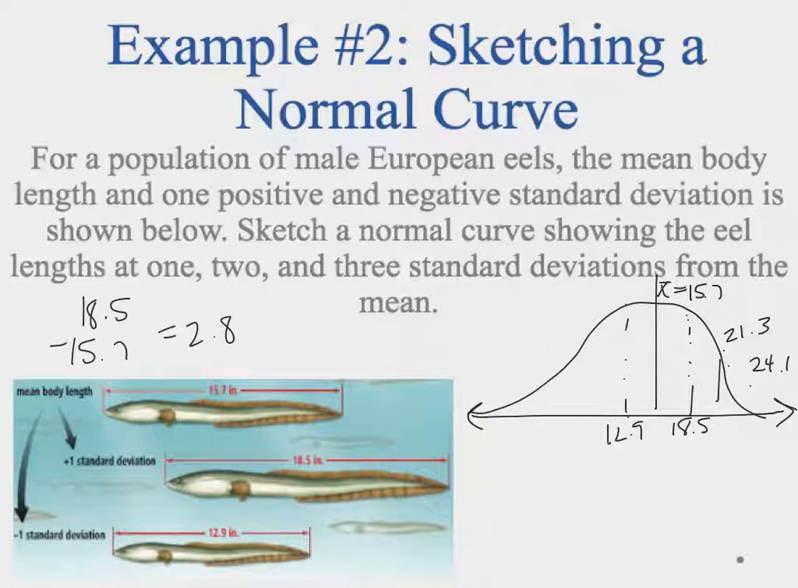Now we just go the opposite direction for when we are finding the other side of the bell curve. So 12.9 was the left side. Okay, that's the first standard deviation on the left. So we're going to take 12.9 minus 2.8. It's going to give us 10.1. So 10.1. And if we subtract 2.8 again, we're going to get 7.3. And that's it. Let's try the next one.